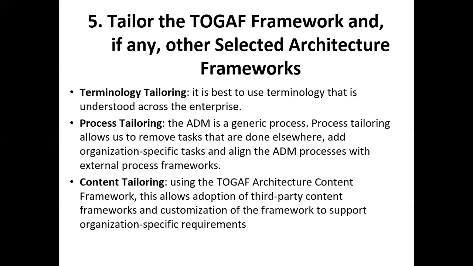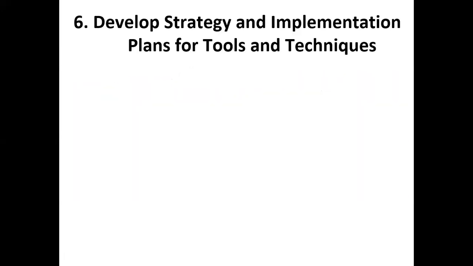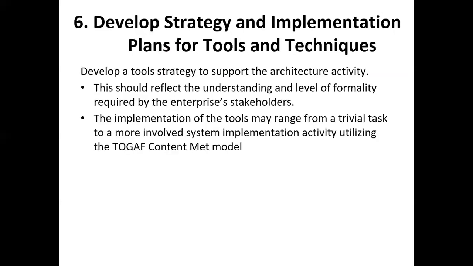You remember we covered the metamodel actually? If you look at the extensions there, you have 6 extensions where you can make changes, and you have the core content metamodel, correct? So this is about customization. Step number 6, you have to have a plan and strategy for the tools and the techniques you're going to use. Deploy strategy and implementation plan for tools.